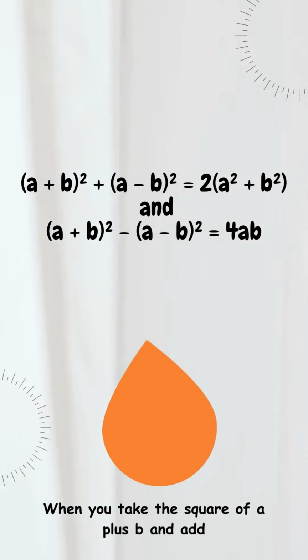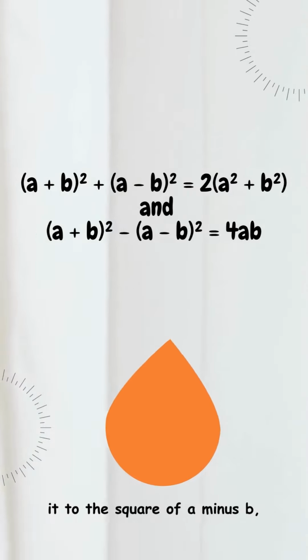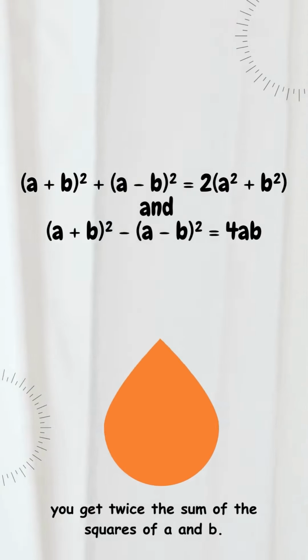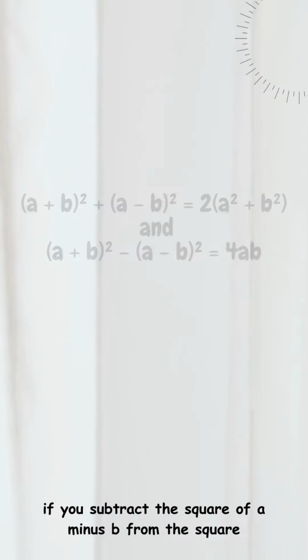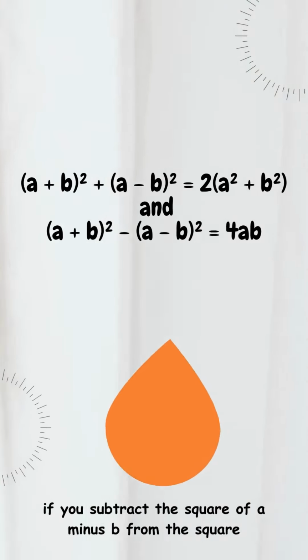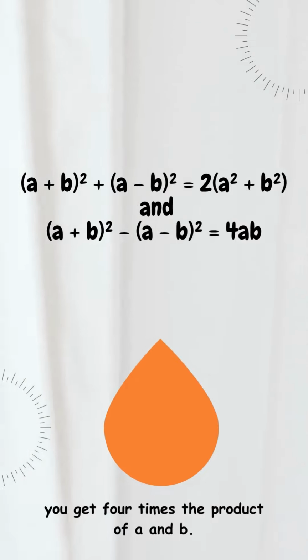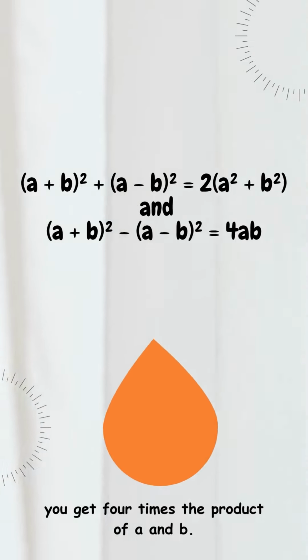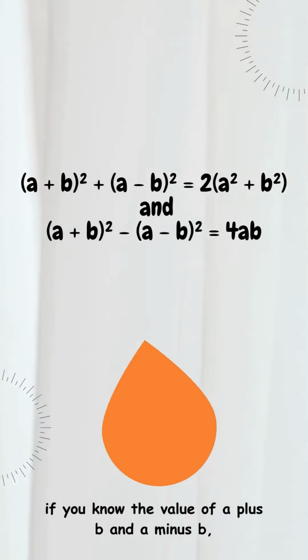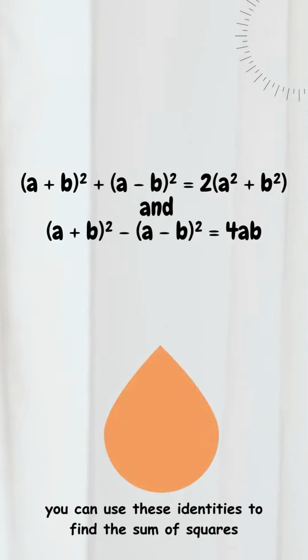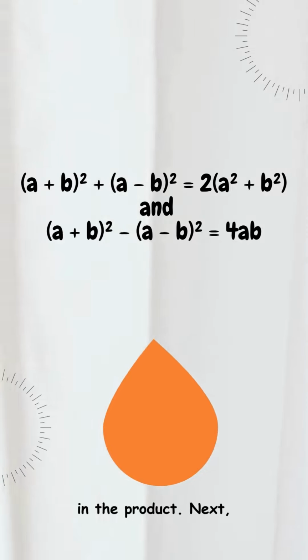When you take the square of a plus b and add it to the square of a minus b, you get twice the sum of the squares of a and b. On the other hand, if you subtract the square of a minus b from the square of a plus b, you get 4 times the product of a and b. So, if you know the value of a plus b and a minus b, you can use these identities to find the sum of squares and the product.